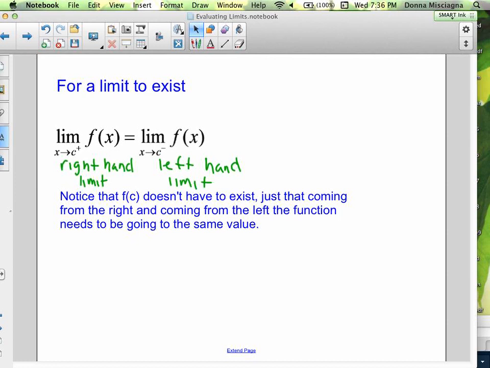So notice that f of c doesn't have to exist, just that coming from the right and coming from the left, the function needs to be going to the same value. We don't care what happens at c, we care about what happens as we get closer and closer to c. Right?